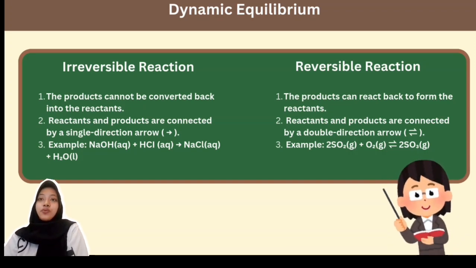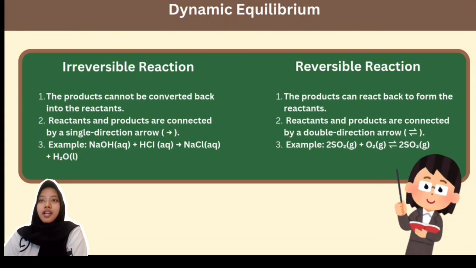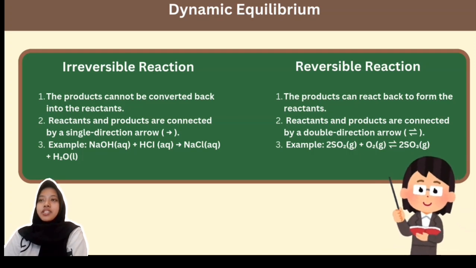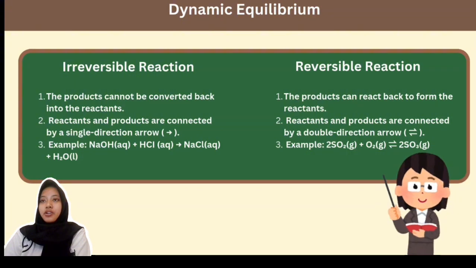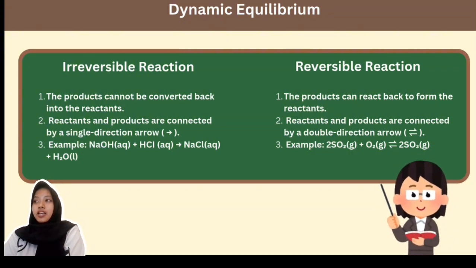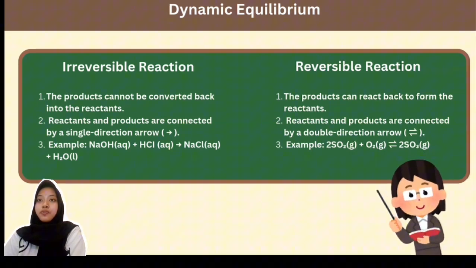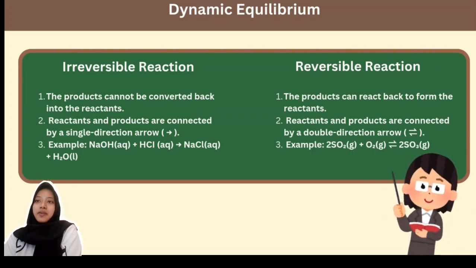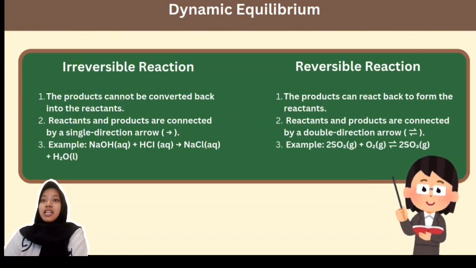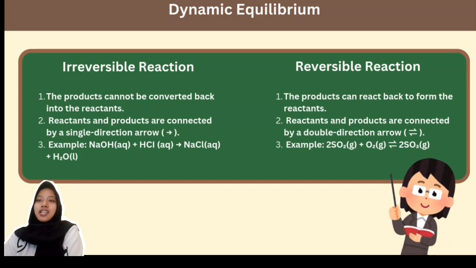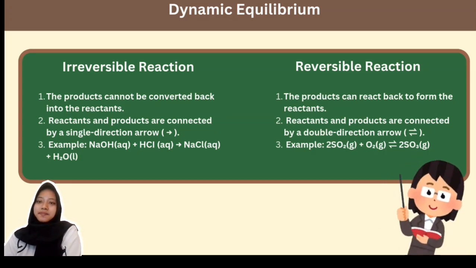And then there is the two-way or reversible reaction. In a two-way or reversible reaction, the product can react again to form the original reactant. These reactions are represented by a double-headed arrow in the chemical equation. You can look at the slide. The example is the reaction between sulfur dioxide and oxygen to form sulfur trioxide. The double-headed arrow demonstrates that sulfur trioxide can decompose back into sulfur dioxide and oxygen.